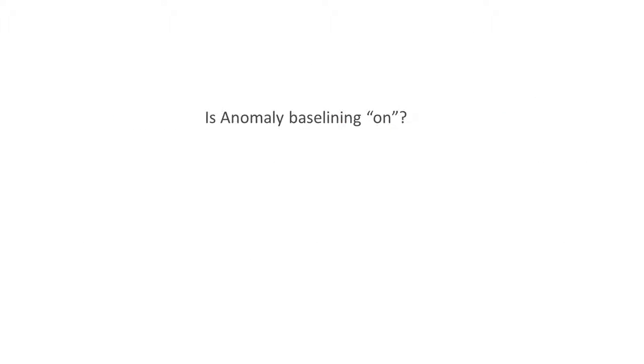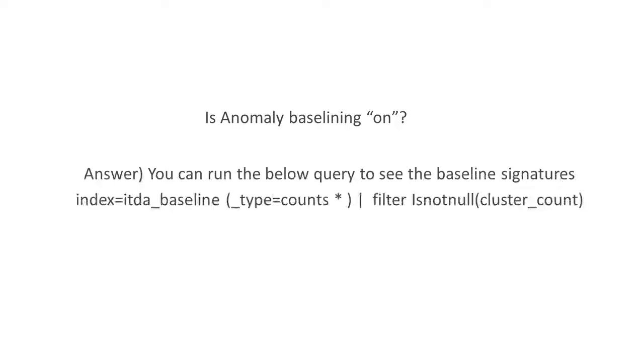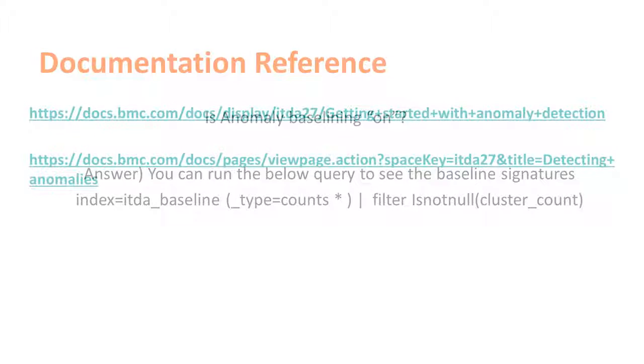How do I know if baselining is on for anomalies in my environment? There are different ways to know. One way is to run the below mentioned query to see signatures and respective counts in the baseline. The query is index=itd_baseline (_type=counts *) piped with filter is not null, cluster count. This information can help support to debug in case of any issues regarding calculation of anomalies.